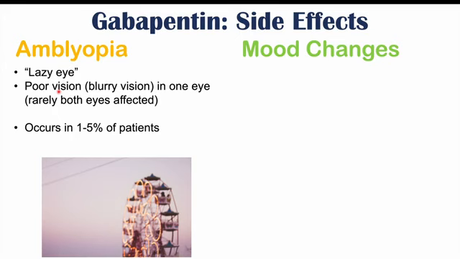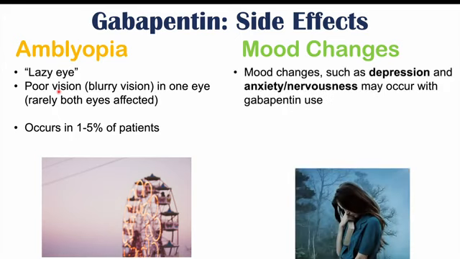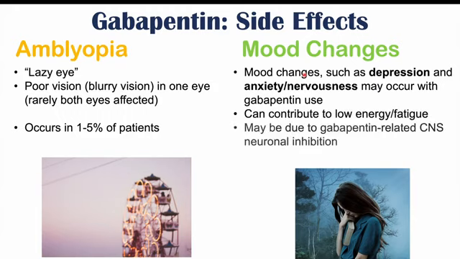Mood changes can also be noted in gabapentin use. Mood changes like depression and anxiety or nervousness may occur with gabapentin use. This can itself contribute to low energy and fatigue, and it may be due to gabapentin-related central nervous system, or CNS, neuronal inhibition. And this is estimated to affect 1 to 5% of gabapentin users as well.